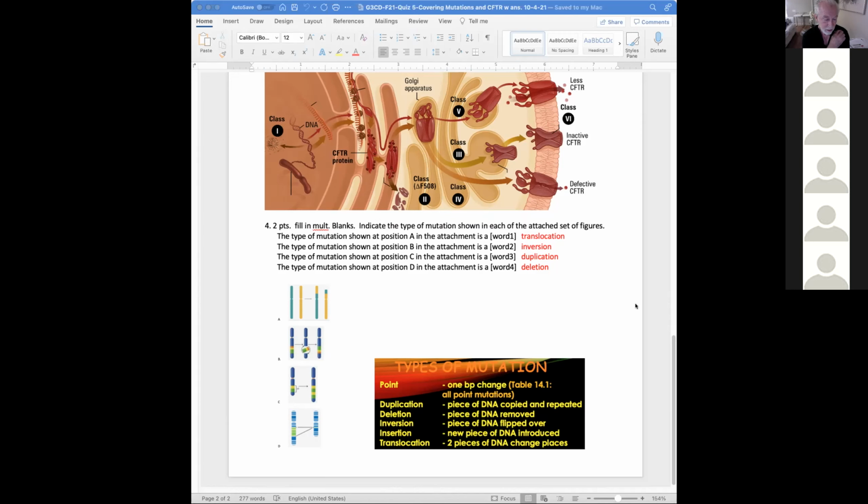So it makes sense? Yeah, that makes a little bit more sense. Thanks. Yeah, here in the description, for insertion, I've said it's a new piece of DNA introduced. And that piece of DNA could be one base pair or anything larger than one base pair.